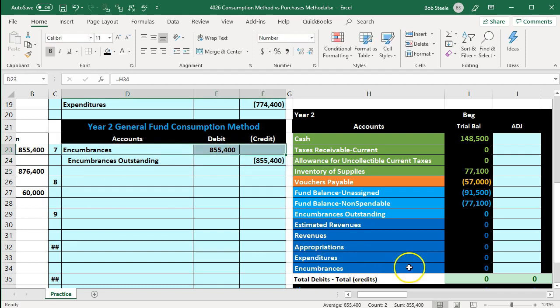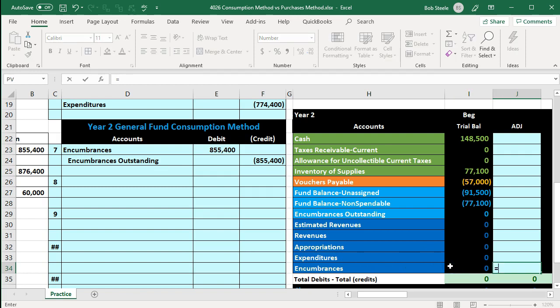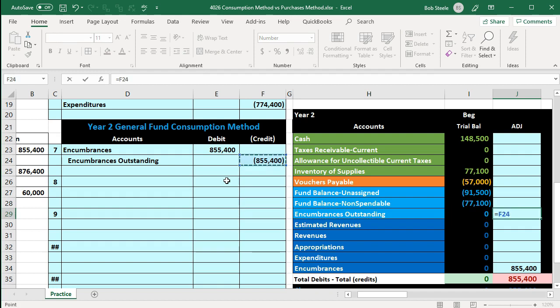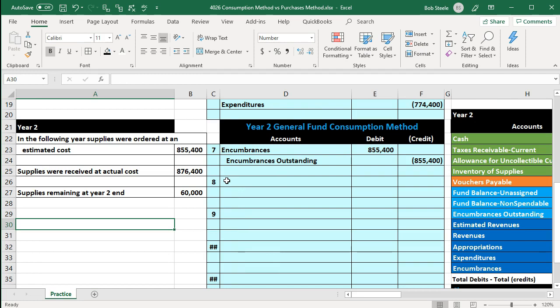Here's the encumbrance. Here's the encumbrance down here. This equals the encumbrance. Here's the encumbrance outstanding. That's going to be in J29 equals the encumbrance outstanding. So there we have that. And then we got the supplies were received. So we're going to do the same process here. We're going to take those supplies that were received. We're going to put them into the supplies inventory.